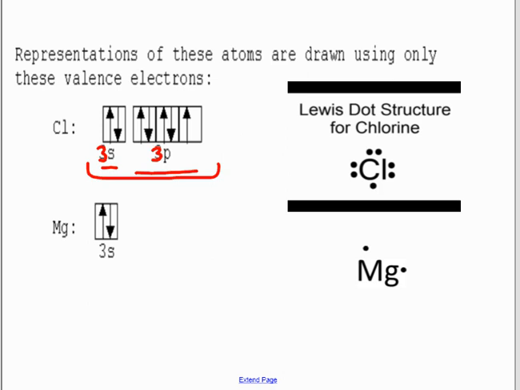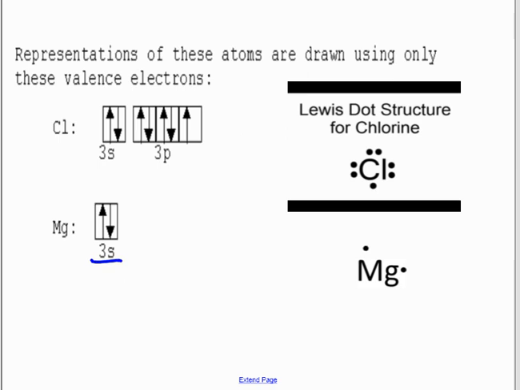In the case of magnesium, there are only 2 electrons available in the valence shell. We fill in 3s for 2, so we would draw 2 dots. Again, remember, these are not necessarily the highest energy electrons.